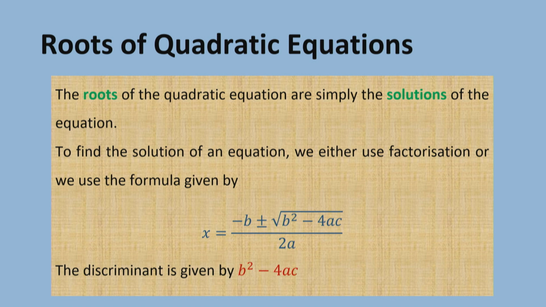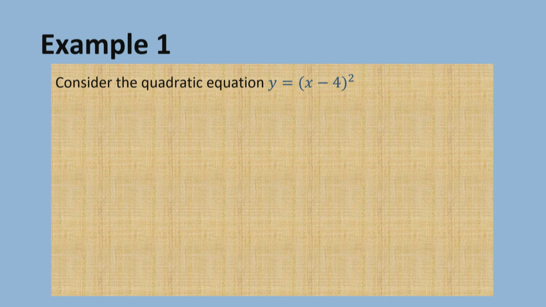Now, there is a term that we use. This term is discriminant. So the discriminant is simply b squared minus 4ac, right? You know where that comes from now. So let's take an example.